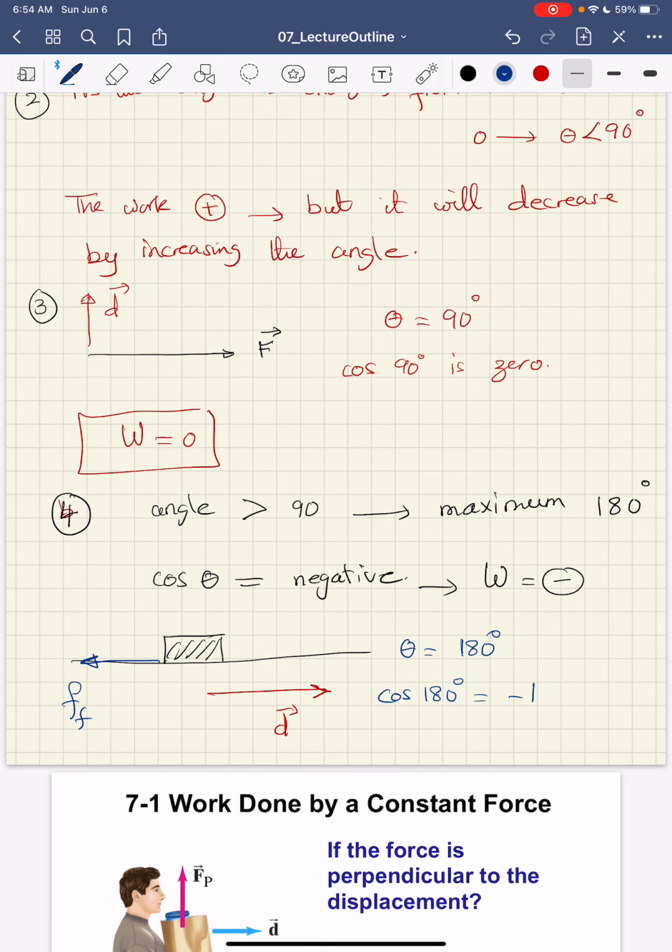And I will say here the energy is dissipated. And what does dissipation mean? Dissipation means that the energy is going to be converted into other forms that we cannot reuse again.